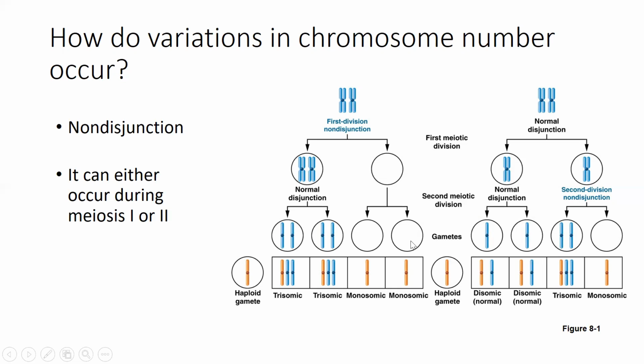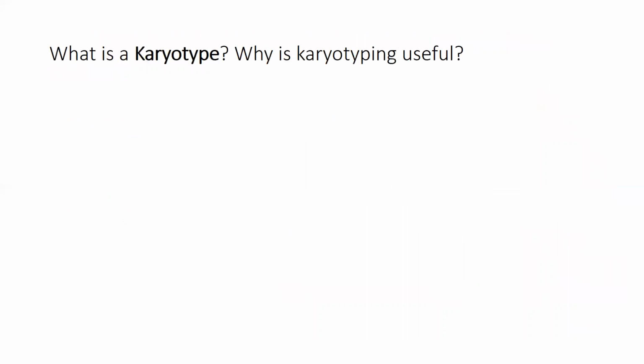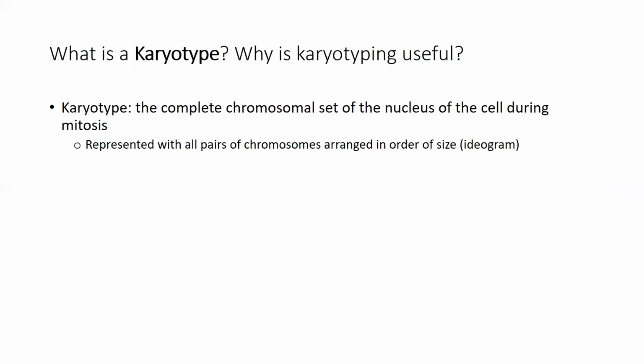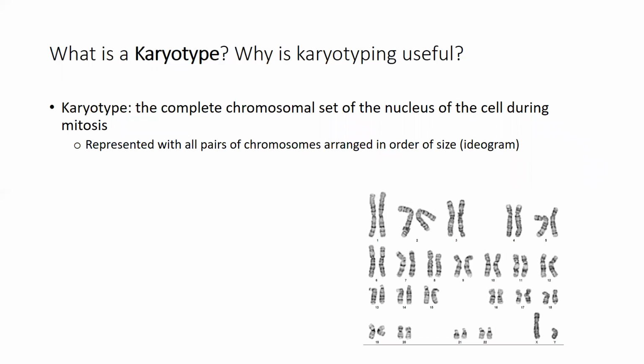So that's how these variations end up occurring. So what is a karyotype and why is it useful? A karyotype is essentially a complete chromosomal set of the nucleus of the cell during mitosis. It is represented with all pairs of chromosomes arranged in the order of size, which is the ideogram. This is a karyotype. You can see the different chromosomes.